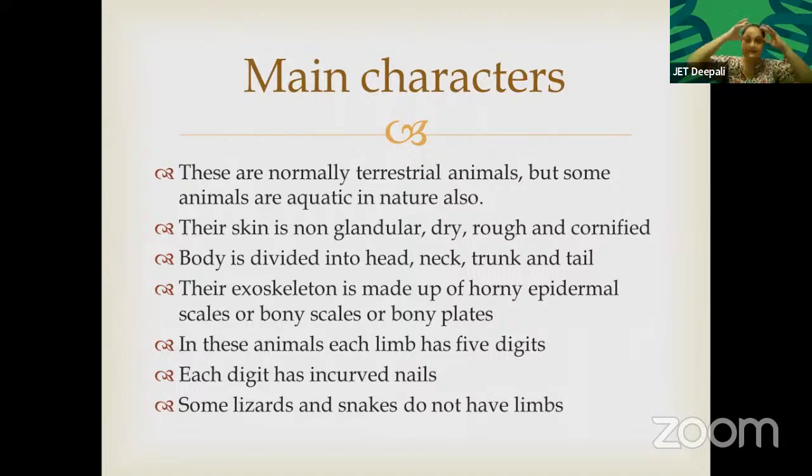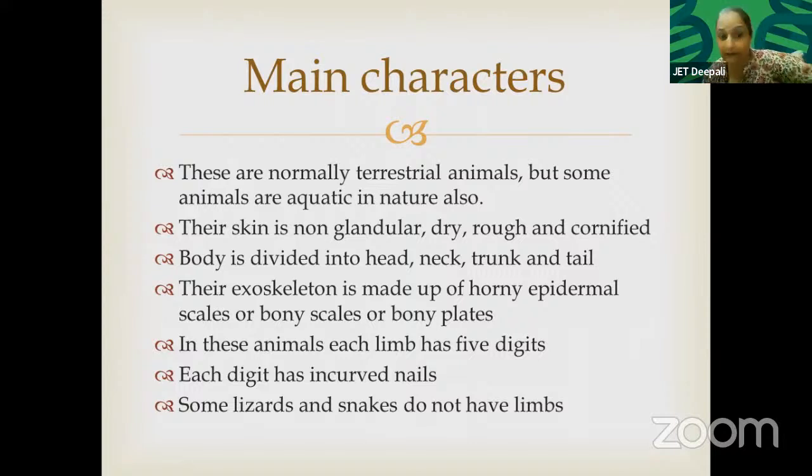Okay, you all have seen the skeleton of dinosaur, maybe not in real, but in pictures or in photographs or in your books, or if you visited some kind of zoological library. So they are having a bony structure, they are having epidermal scale structures, horny kind of. In these animals, each limb has 5 digits, like us. We are having 5 digits. Each digit has incurved nails. What is incurved nail? Nail when grows, it curves inside. Some lizards and snakes do not have lips.